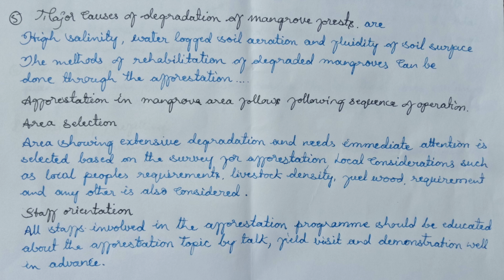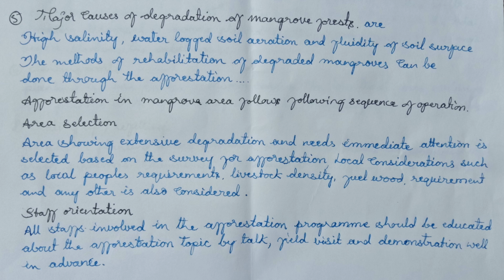We can rehabilitate the mangrove forest by afforestation and the steps are listed as follows. First one is area selection. The area showing extensive degradation and needs immediate attention is selected. Based on the survey for afforestation, local considerations such as local people's requirement, livestock density, fuel wood requirement, and any other are also considered. The second one is staff orientation.